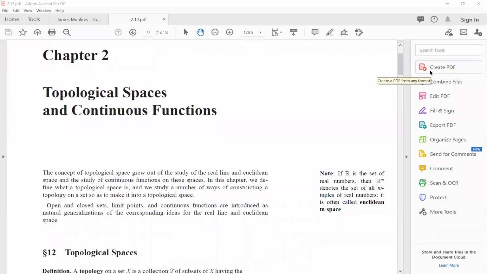Moncrief's Topological Space, Chapter 2. In this chapter, we're going to talk about topological space and continuous functions.